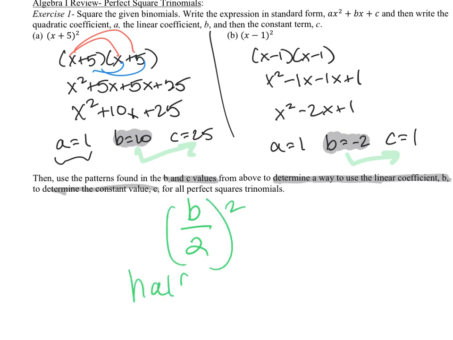Half and square that middle term. Half of 10 is 5. 5 squared is 25. Half of -2 is -1. -1 squared is 1. All right, so that is how you create a perfect square trinomial, by half squaring the middle term.